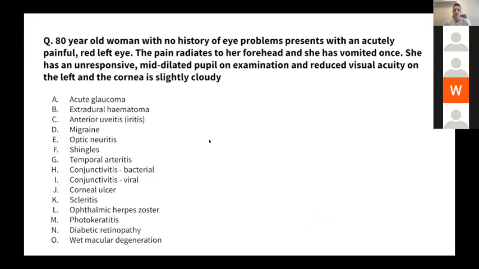We will start off with a question before we move on. An 80-year-old woman with no history of eye problems presents with an acutely painful red left eye. Pain radiates to her forehead, she's vomited once, and she has an unresponsive mid-dilated pupil and reduced visual acuity on the left with a cloudy cornea.